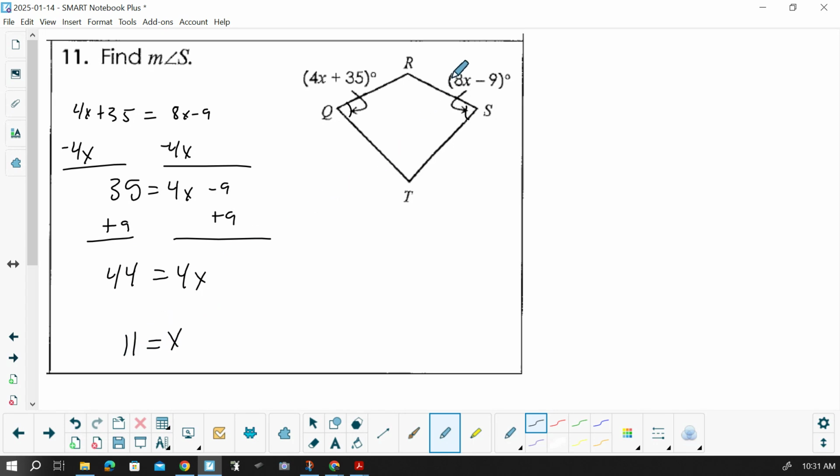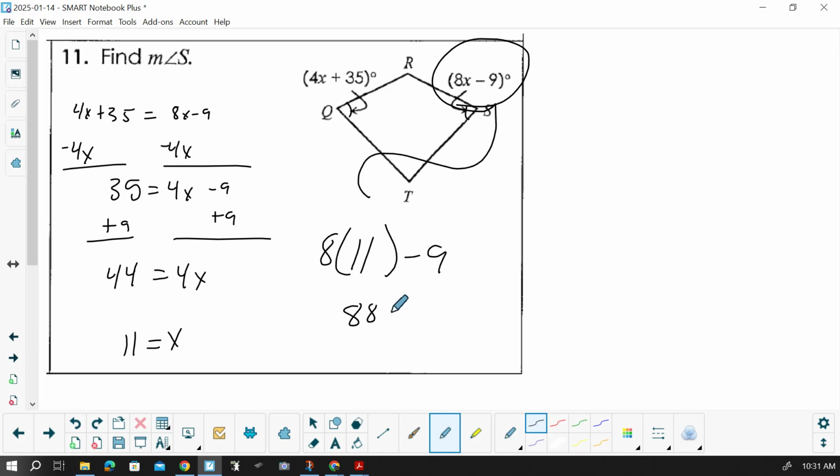But the question says angle S. Angle S is this one. So 8 times whatever the x is, minus 9, right? That's what that says. But now I know my x is 11, so I'll put an 11 in there. So 88 minus 9 would be 79. So angle S is 79 degrees. Hopefully I did that math right. I did that last step in my head. Hopefully that was right.